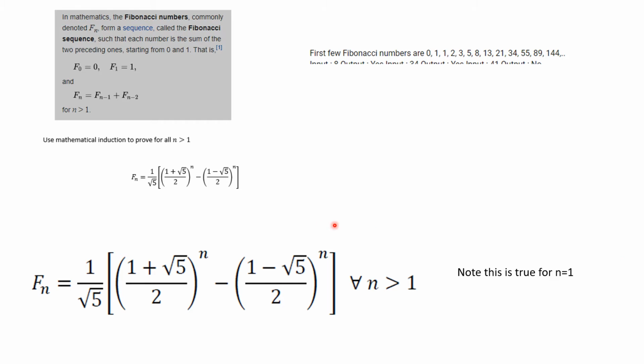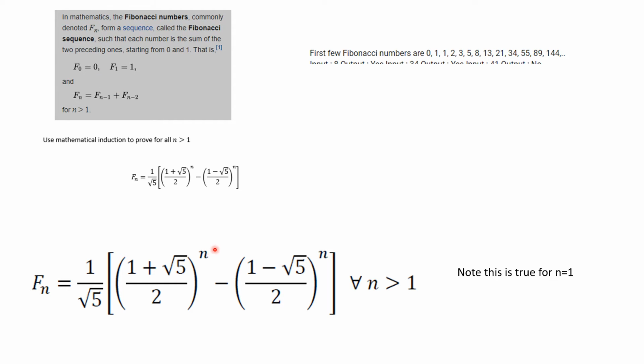when n is 1? Well, in fact it's really even true for 0, I guess, because this raised to the 0 is 1. And this raised to the 0 is 1. That's 1 minus 1, which is 0. So this is actually true for f0 because f0 is 0.